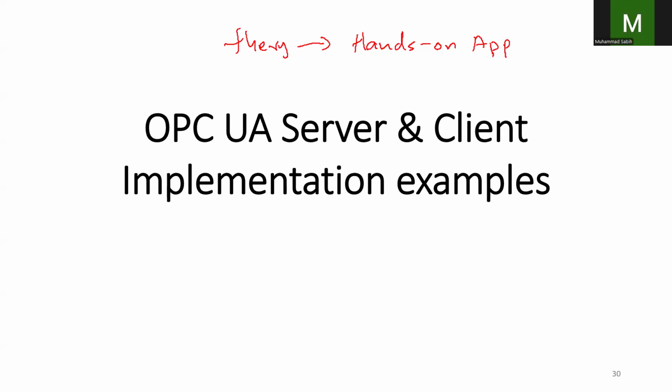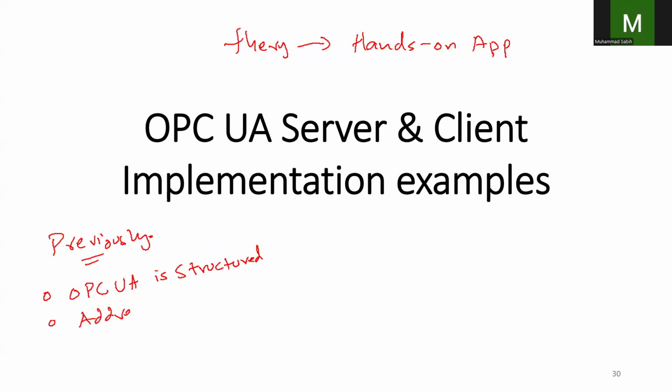Okay, so previously what we saw was how OPC UA is structured. And also we saw how the address space works, and also how the data flows between the server and client.